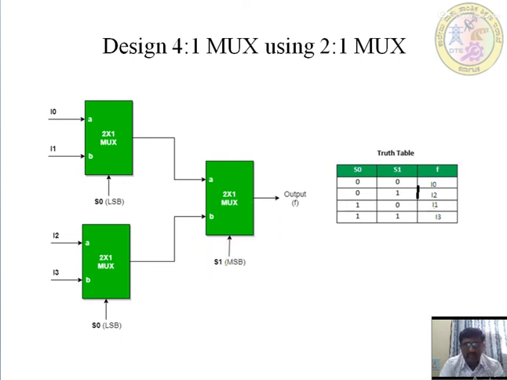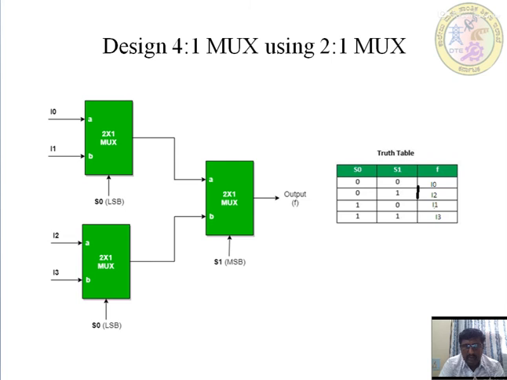Now how does it work? When S0 is 0, from the first mux I0 is selected, and from the second mux I2 is selected. Next, when S1 is 0, the top one is selected, so I get I0 as the output, and when S1 is 1, I get I2 as the output.